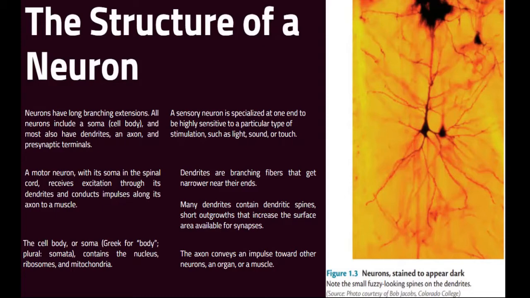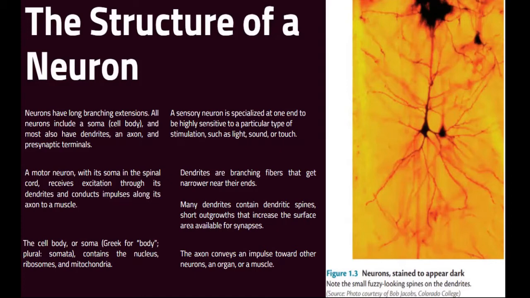Dendrites are branching fibers that get narrower near their ends. The term dendrite comes from a Greek root word meaning tree. A dendrite branches like a tree. The dendrite's surface is lined with specialized synaptic receptors at which the dendrite receives information from other neurons. The greater the surface area of a dendrite, the more information it can receive.